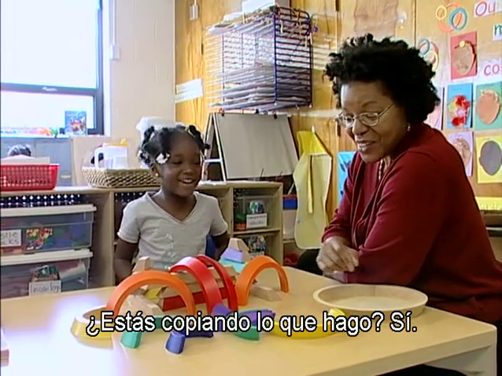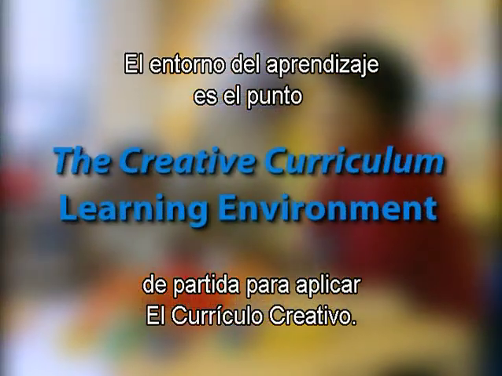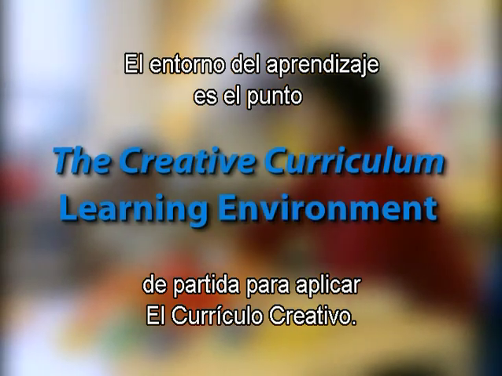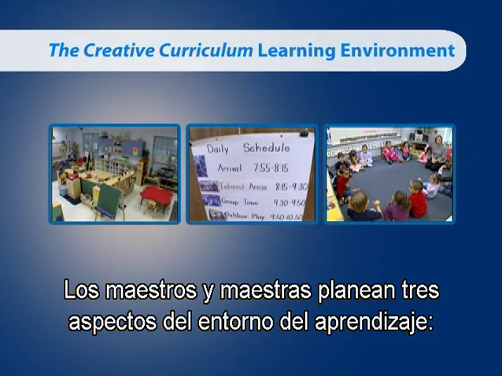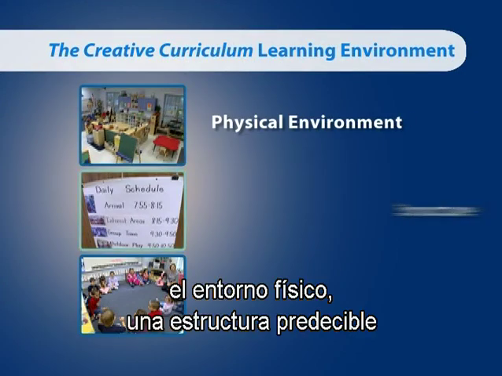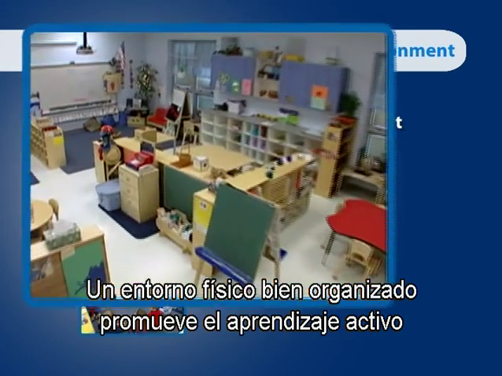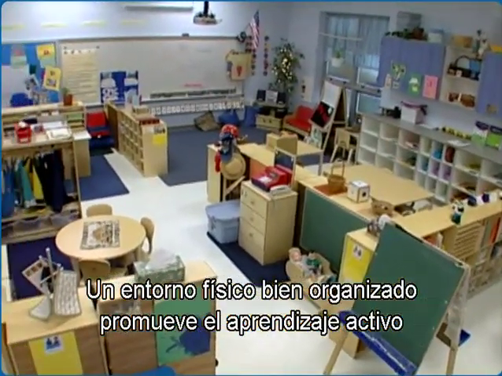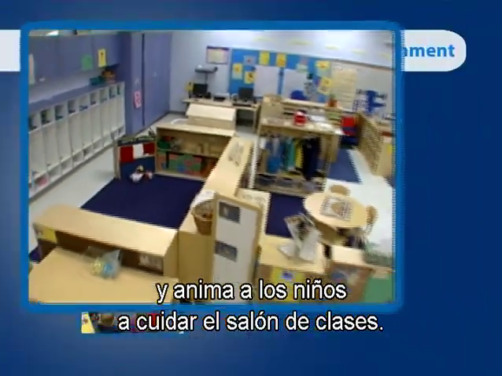The learning environment is the starting point for implementing the creative curriculum. Teachers plan for 3 aspects of the learning environment: the physical environment, a predictable structure, and the classroom community. A well-organized physical environment promotes active learning and encourages children to care for their classroom.